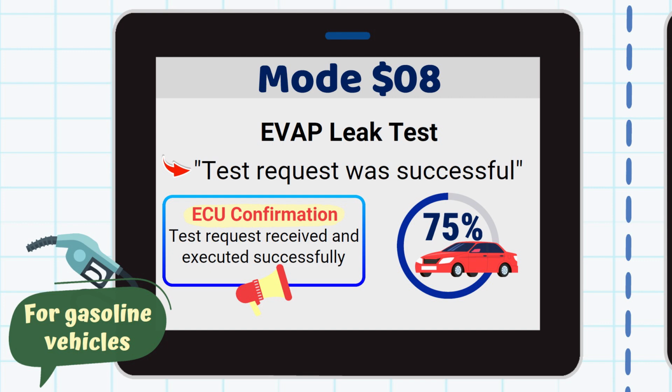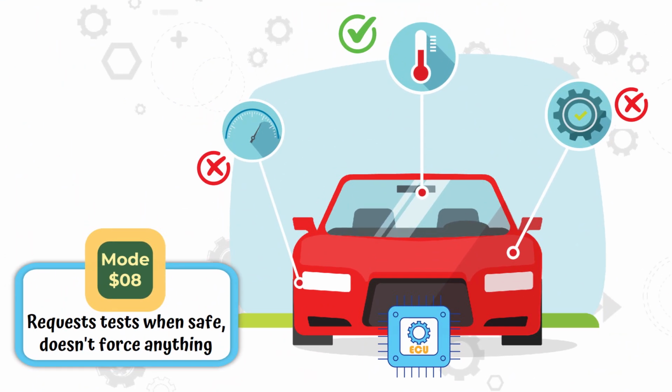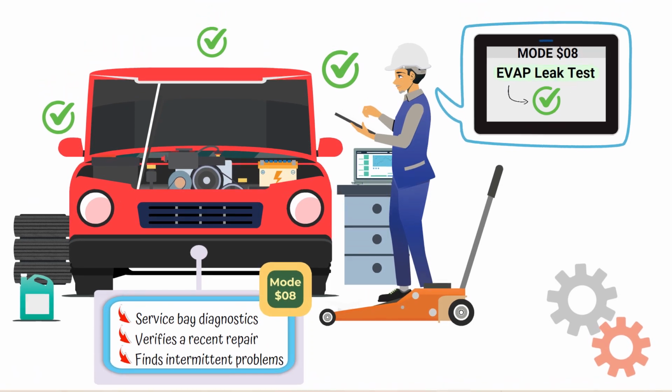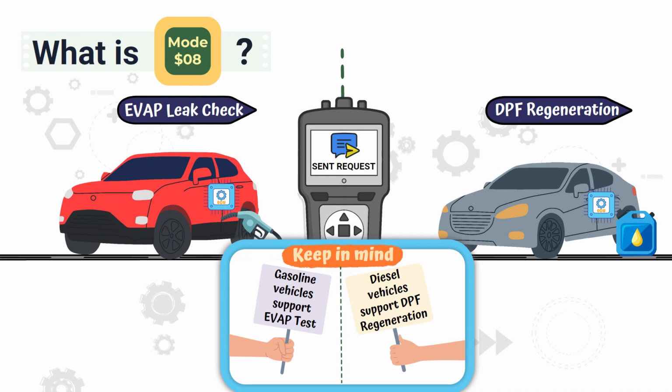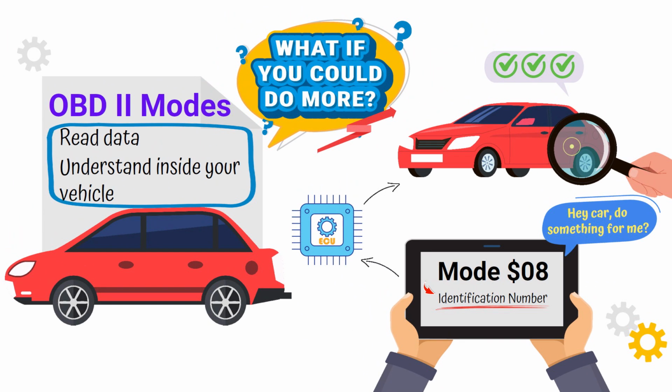And that's a wrap on Mode 8. While rarely used in modern diagnostic routines, it remains a part of the OBD2 specification and can offer helpful control options for specific use cases. Instead of just reading numbers, you're now able to send commands, request real-time tests, and directly interact with your vehicle's systems. It's a great tool to confirm repairs, trigger component tests, and take your diagnostics to a more advanced level.